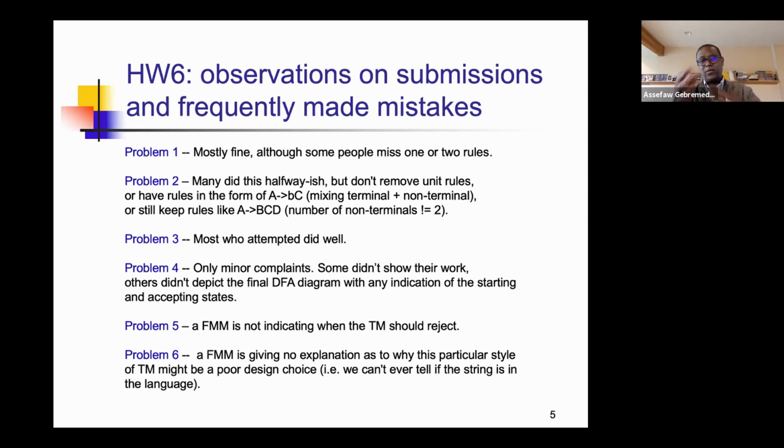The second problem had to do with converting to Chomsky normal form, the CNF form. And this is where things were not as nice as in problem one. Some people did it halfway: a couple of unit rules were not removed, or there were rules in the form A to BC mixed with terminals and non-terminals, which you shouldn't have in CNF, or things like A to BCD, where the right side has more than two non-terminals. Some people left some of these, I think, is the general observation.